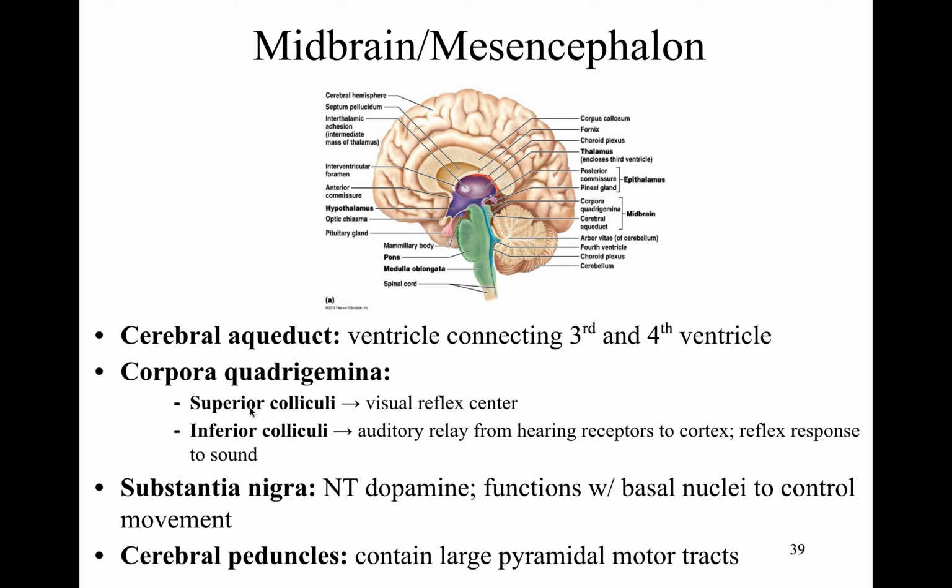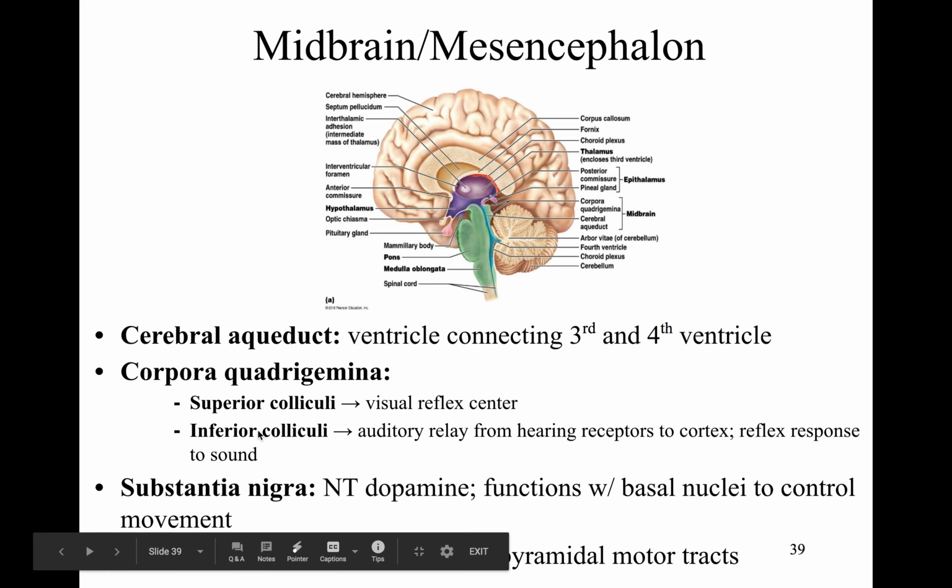Both the superior and the inferior colliculi have neurons that function for our reflexes. The superior colliculi are going to be groups of neurons that function as our visual reflex center. So our visual reflex center helps to coordinate head and eye movements. So the superior colliculi contain neurons that function as our visual reflex center, coordinating our head and eye movements.